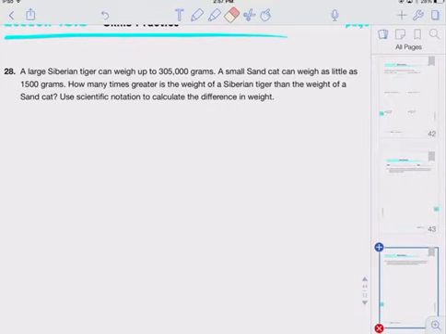A large Siberian tiger can weigh up to 305,000 grams. A small sand cat weighs as little as 1,500 grams. How many times greater is the weight of the Siberian tiger than the weight of the sand cat? Use scientific notation to calculate the difference. So would you multiply or divide? Divide, because they want to see how much more the Siberian tiger weighs, okay?